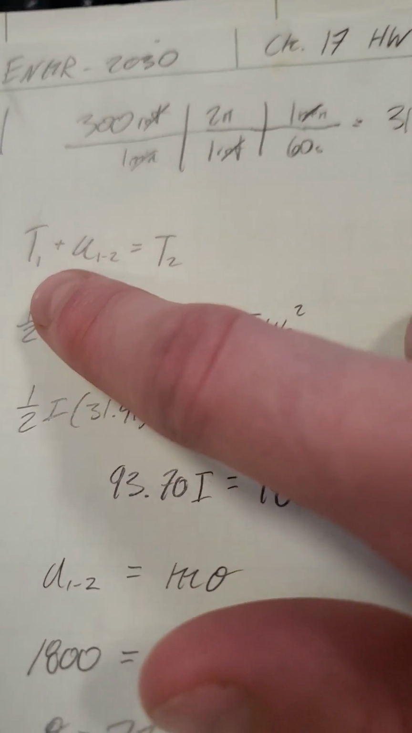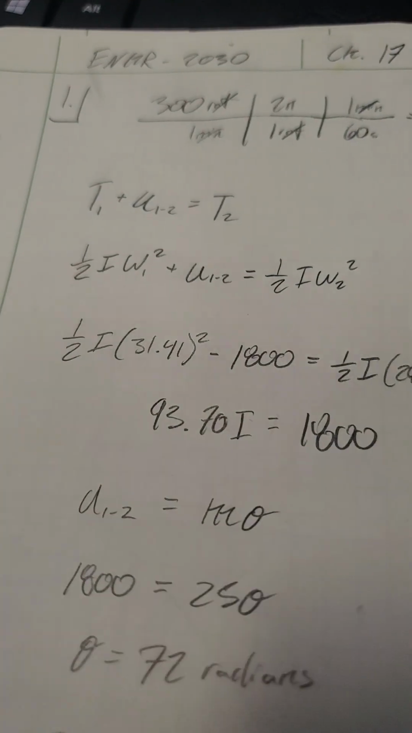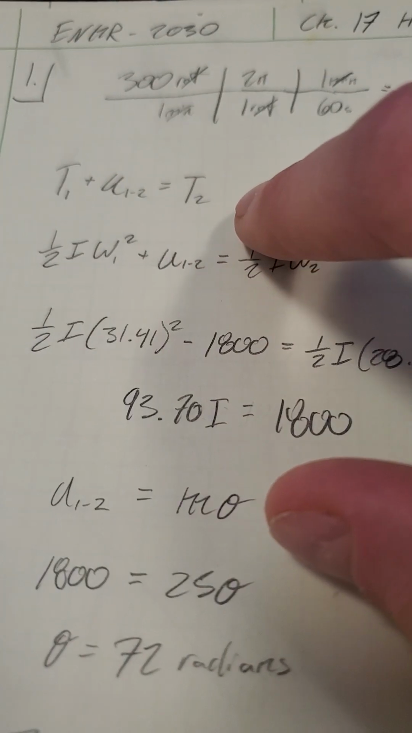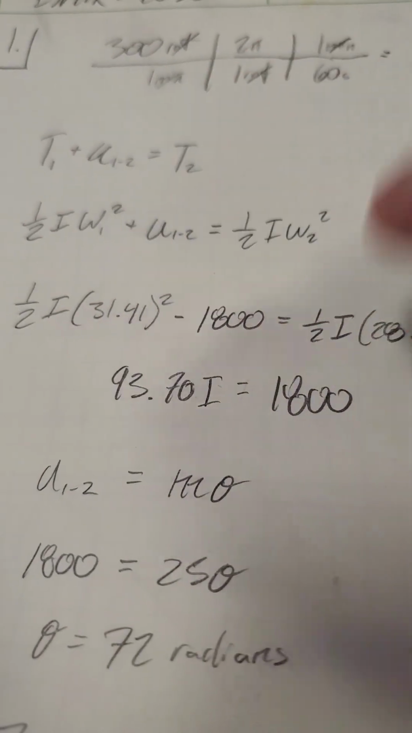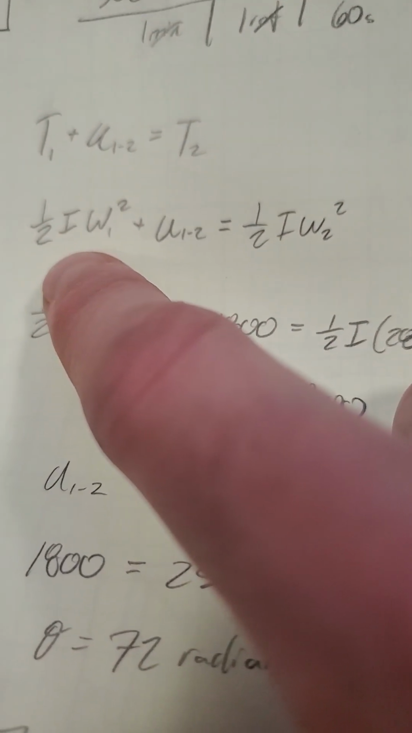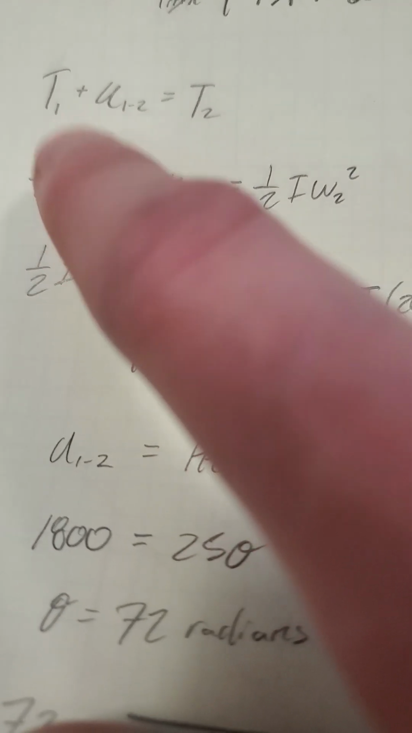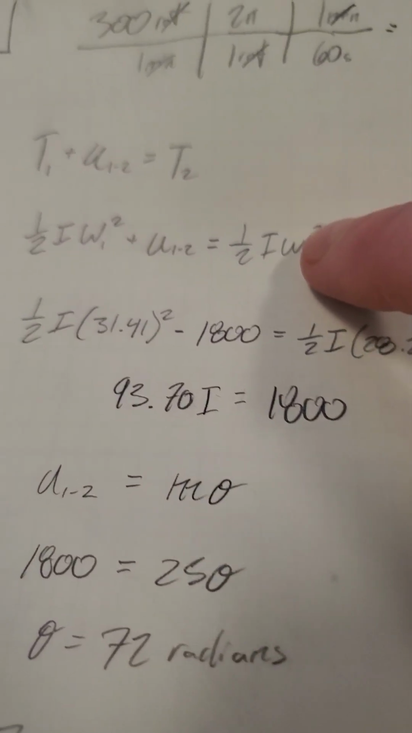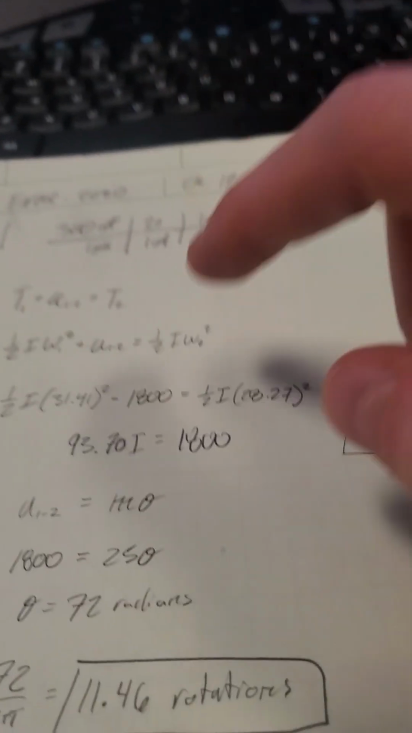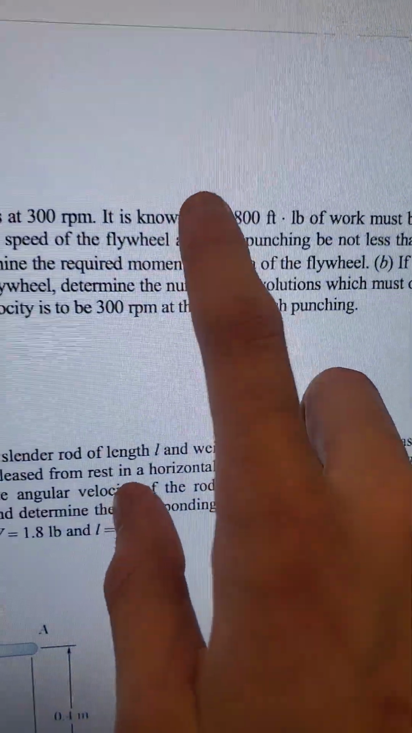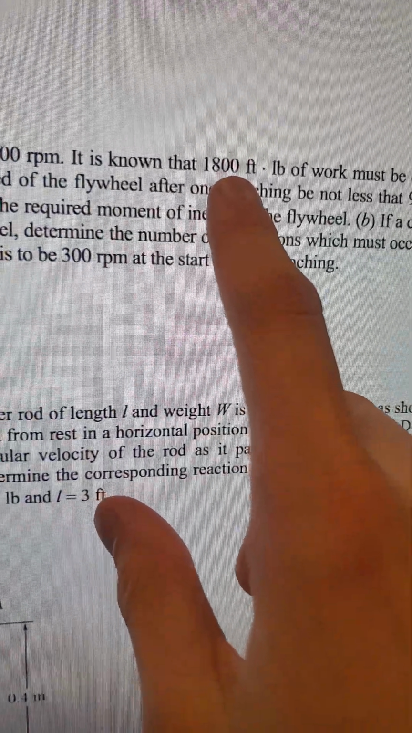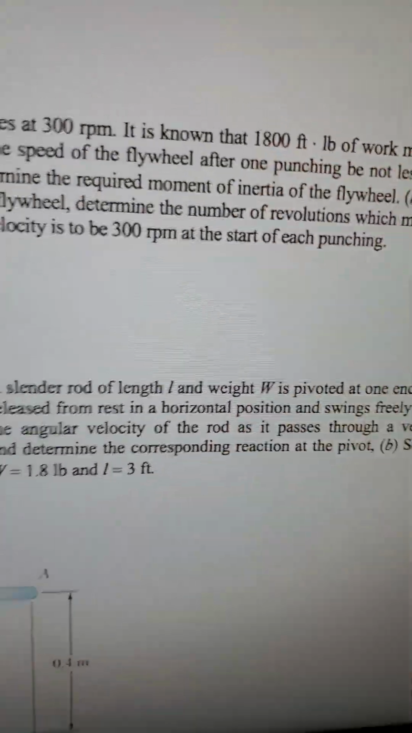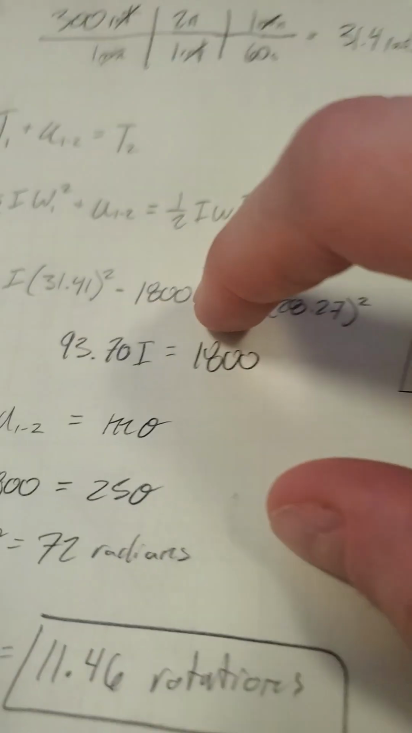equation. So we have the kinetic energy in the beginning, work from 1 to 2, and the kinetic energy after. So in this case, the kinetic energy is going to be 1/2 mass moment of inertia times the angular velocity squared, since it's only rotating, it's not translating at all, and it actually gives us the moment, the work done after each hole punch, which is 1,800 foot-pounds.